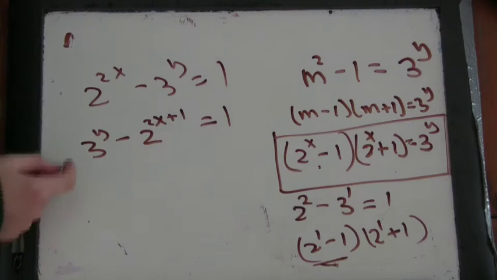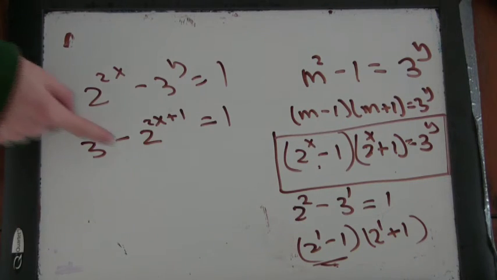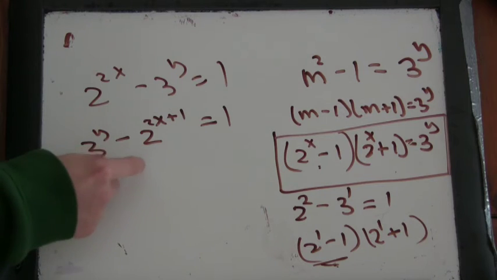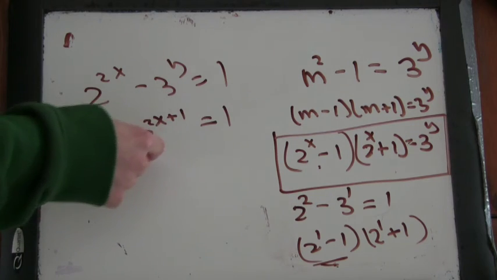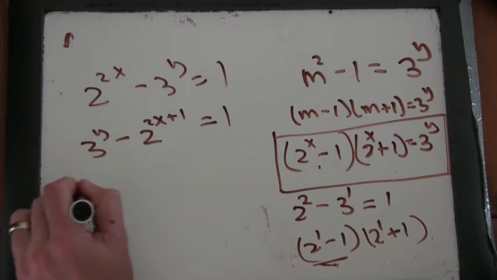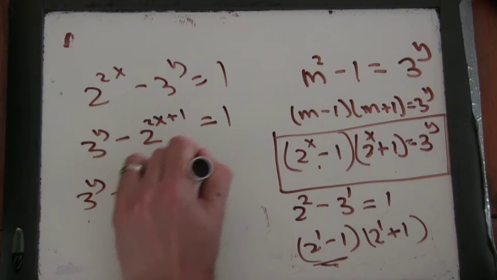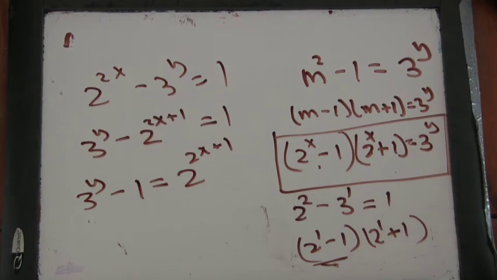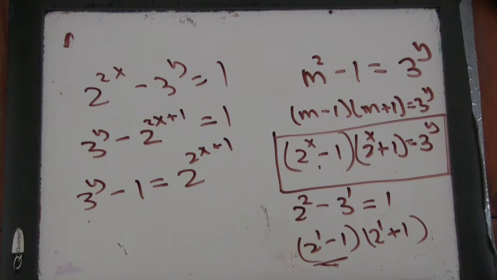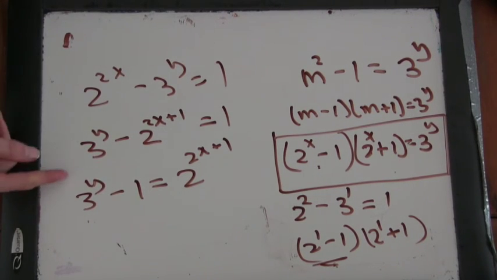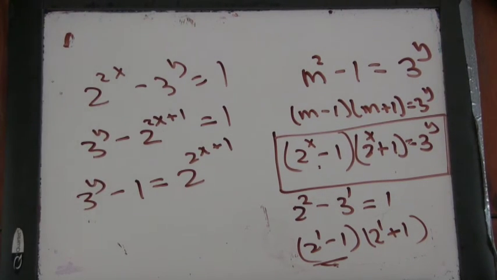So you could do it with the power of 3. You would have to switch these: 3 to the y minus 1 equals 2 to the 2x plus 1. Now what? You have to use the difference of squares, but with the 3 to the y. But we don't know if 3 to the y is an even power. We don't know if y is even or not.